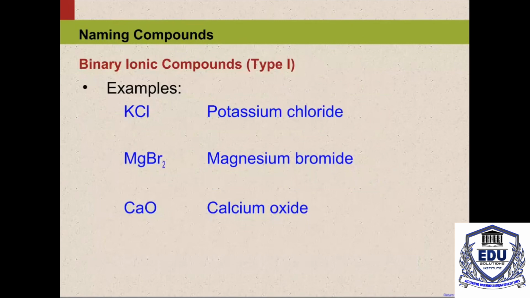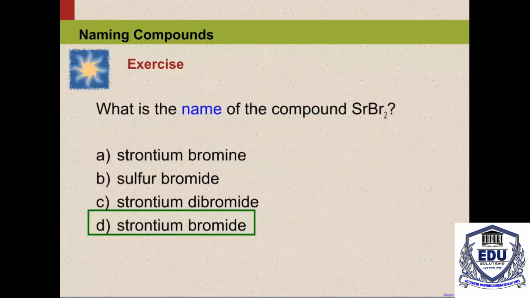These are other examples. We could have potassium chloride, magnesium bromide, and calcium oxide. All of these include a metal first and then a nonmetal, changing the -ine to -ide. Alright, so these are some examples you can try and put your answer here. It shows that SrBr2 is strontium for Sr and Br is bromine, and we change the -ine to -ide, so we get bromide.